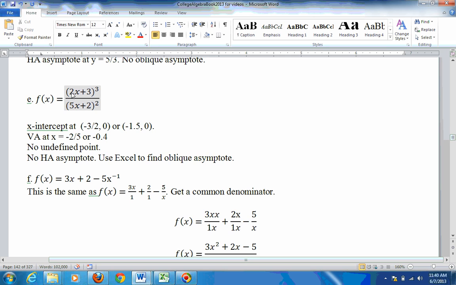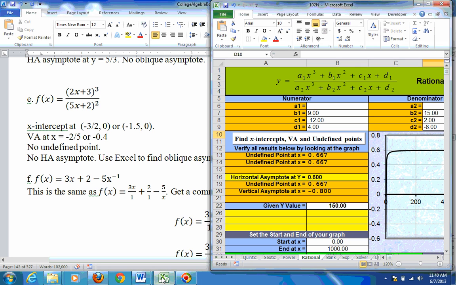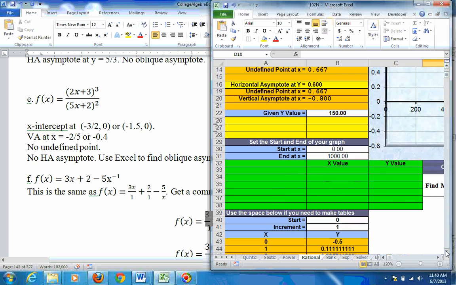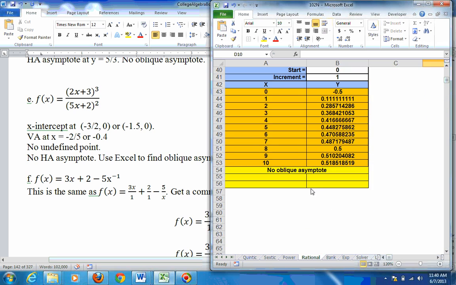Well, what you'd have to do is take the 2x plus 3 and cube it, and then the 5x plus 2 and square it using the poly sheet, and then put the coefficients for that into the rational sheet, and then you would get your location of your oblique asymptote right down here in this area.